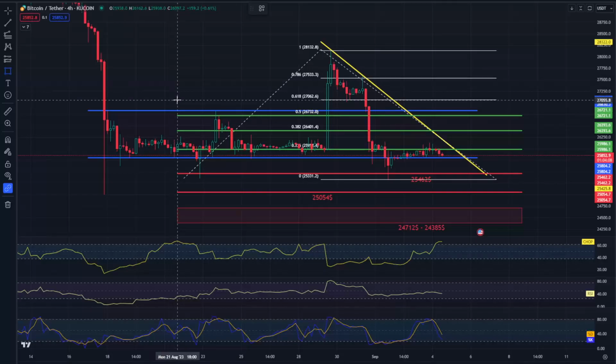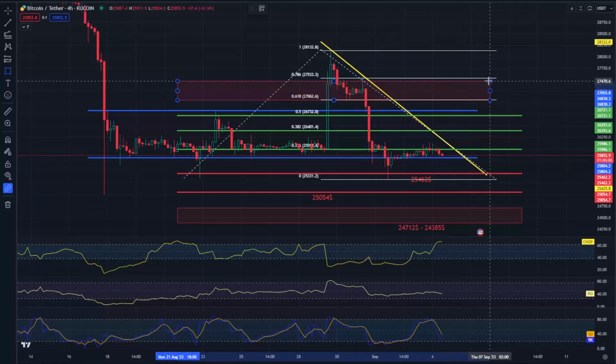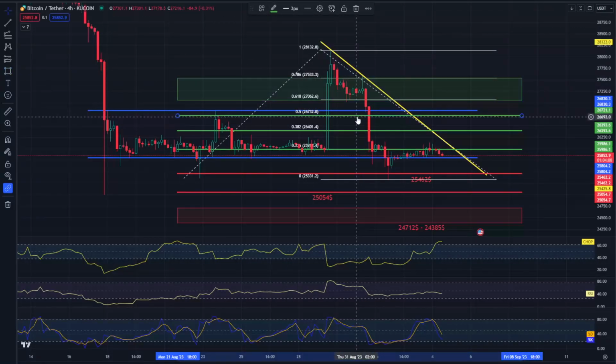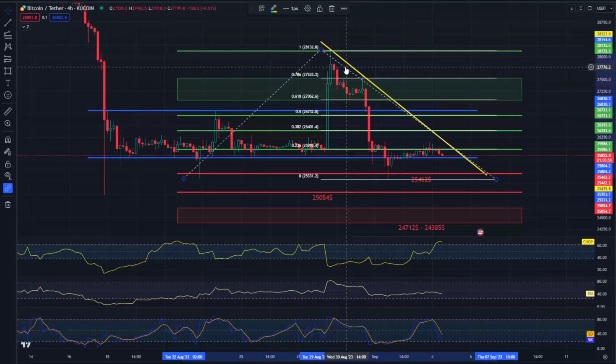Then the price needs to break the resistance zone from $27,055 to $27,536 to go further towards the resistance at $28,125.